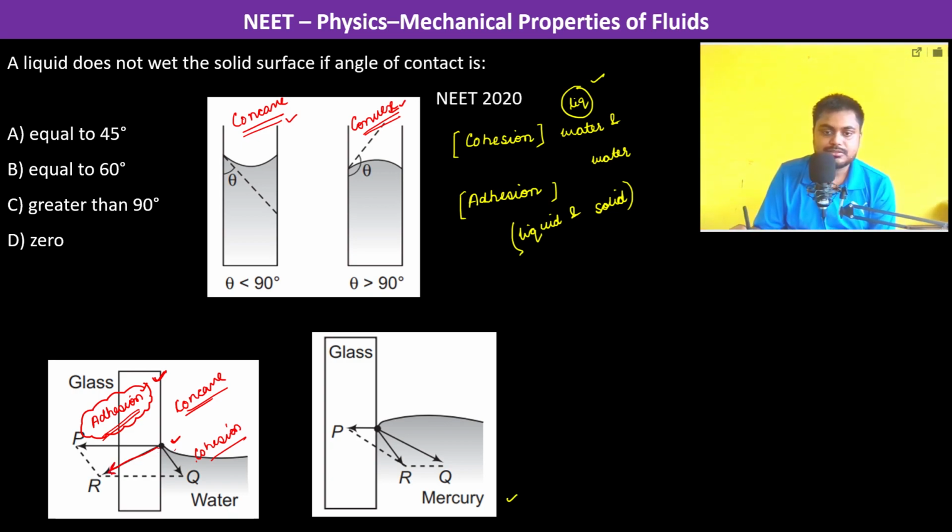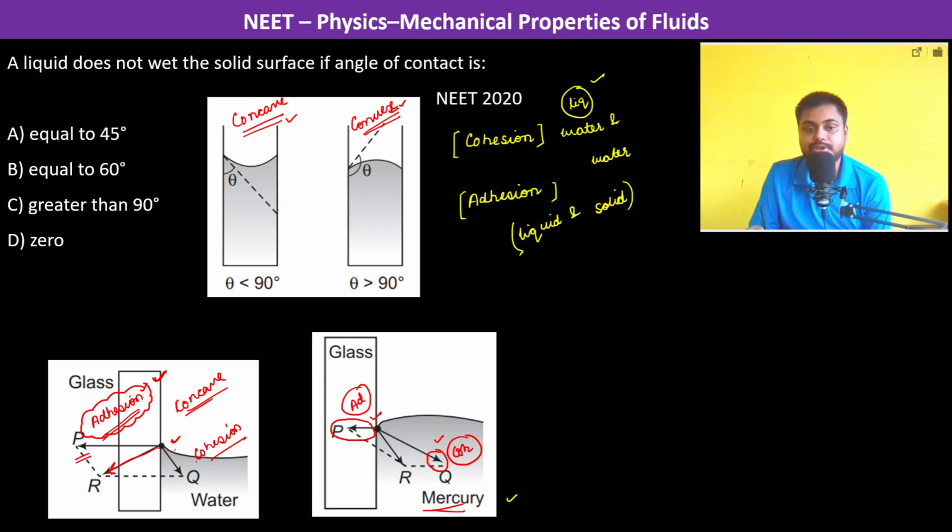In the second case, in the case of mercury, the mercury droplet is having more cohesion force than adhesion. So you can see the vector force of adhesion is very less here, and the vector force of cohesion is very much more here. Here cohesion is dominating over adhesion. So in this case, this R, the resultant vector, is towards the liquid side. Therefore here it is a convex surface.